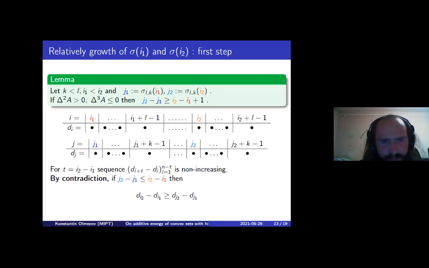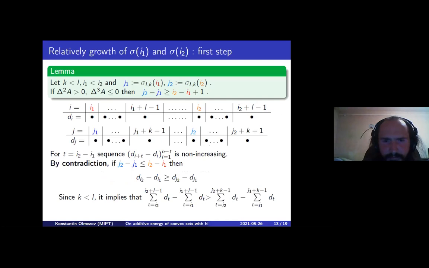From this assumption, we turn to the proposition that two differences between corresponding values of di have some inequality that we can see on the slide, and then we can sum these inequalities and derive the fact that k is less than L. That is a trivial fact from a chain of inequalities, from the definition of convex sets.